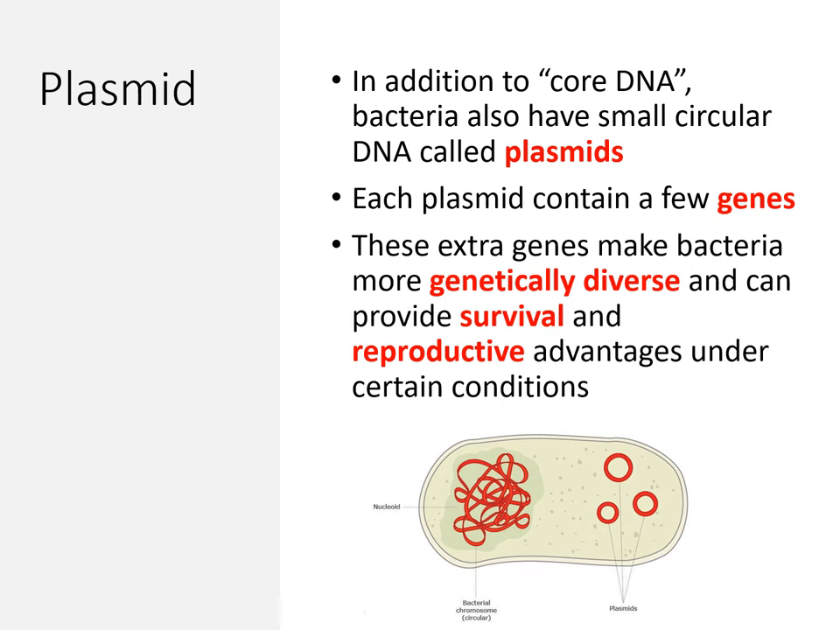In addition to the core DNA in the bacteria, they also have these circular DNAs, which are called plasmids. The plasmid contains a few genes, and these extra genes on the plasmid are what give the bacteria more genetic diversity. Typically, those plasmids are going to give the bacteria some kind of survival and reproductive advantage under a given condition. So when you saw the two bacteria coming together and exchanging genetic material, they are actually exchanging their plasmids, and that will make both bacteria a little bit better adapted to the environment.